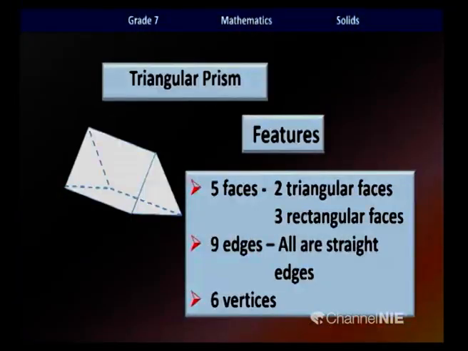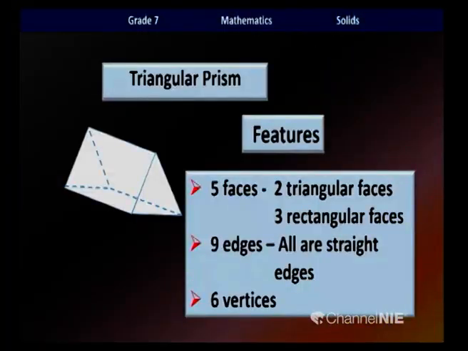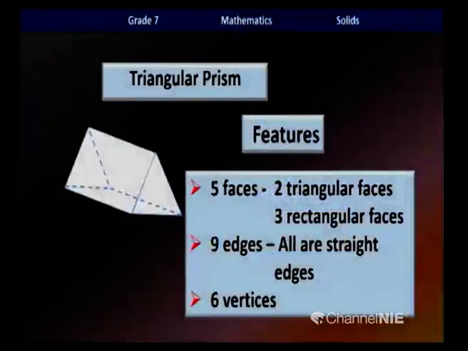Then let us count the number of vertices. 1, 2, 3, 4, 5, 6. Right, that means we have 6 vertices. So, we will go through the features once again. We have 5 faces, 2 triangular faces and 3 rectangular faces, 9 edges, all are straight edges, and 6 vertices.